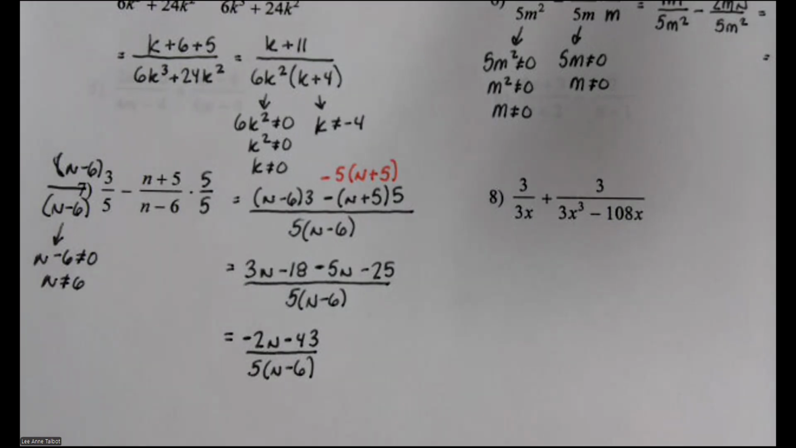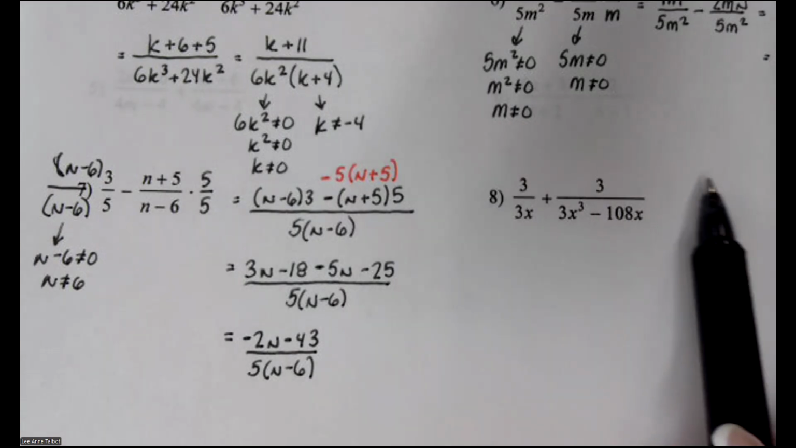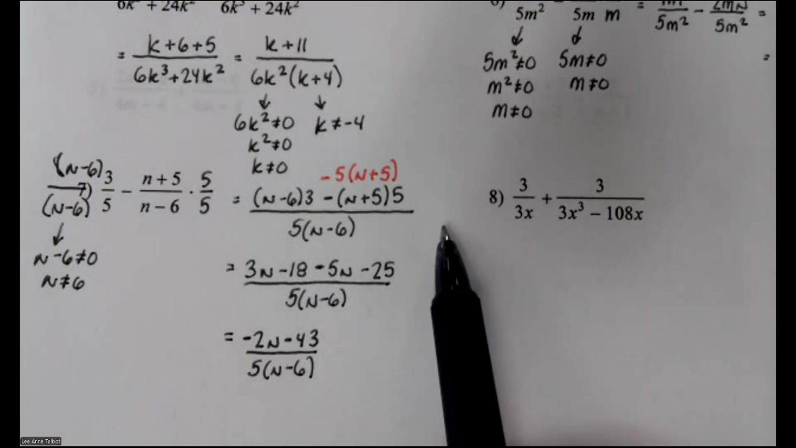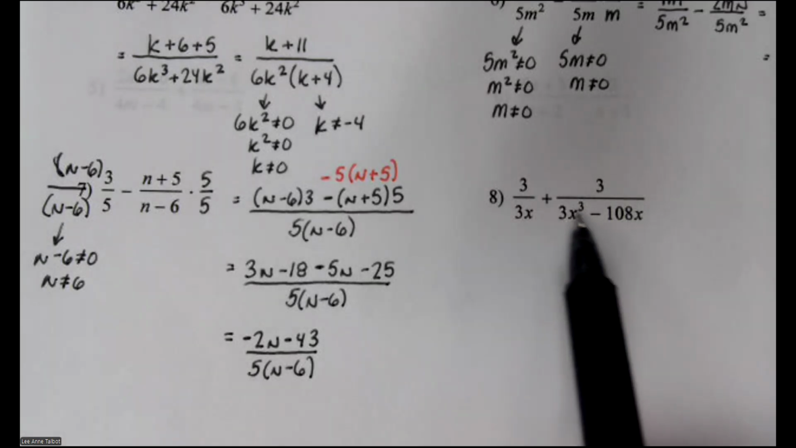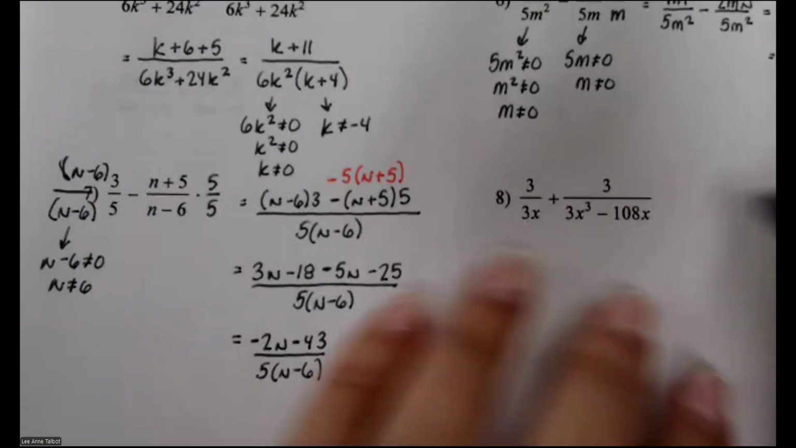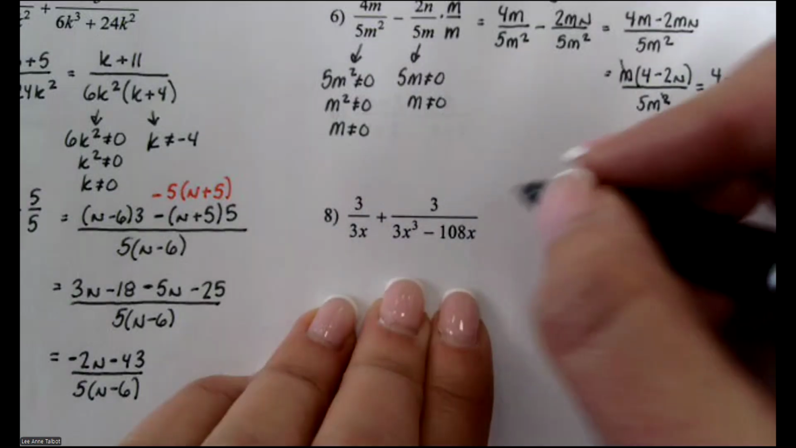Okay, last one. This is an addition problem. You need a common denominator, but instead of just multiplying this side by 3x over 3x and this side by 3x cubed minus 108x, I suggest we factor this first. What does this factor into, though? This is probably the hardest factoring problem of the day.